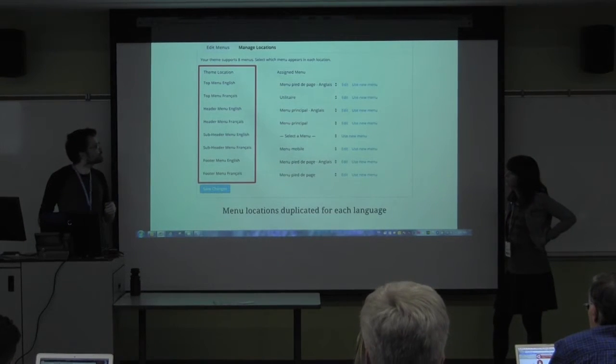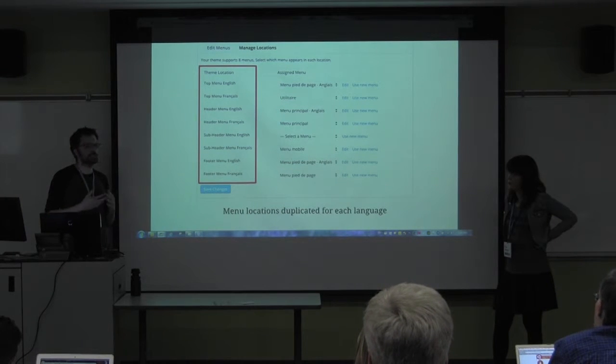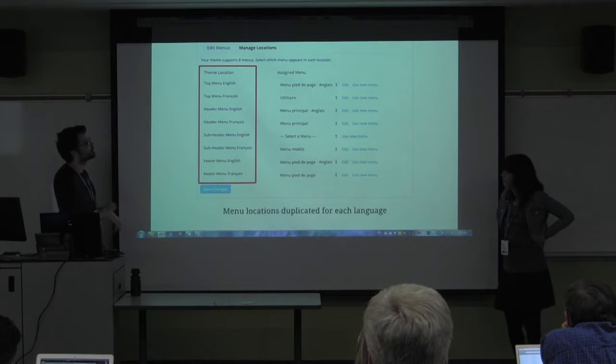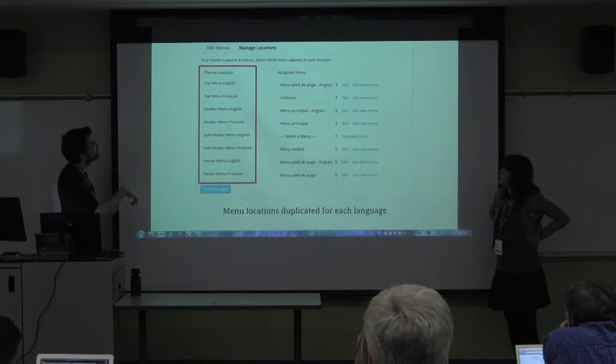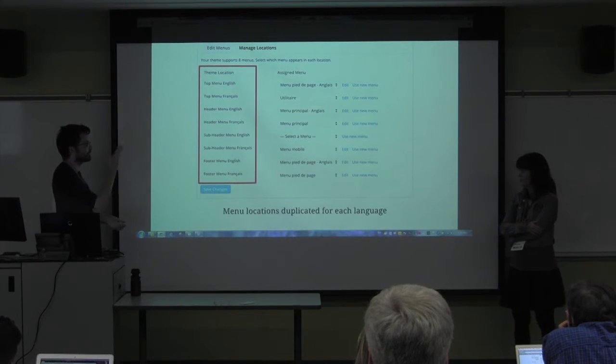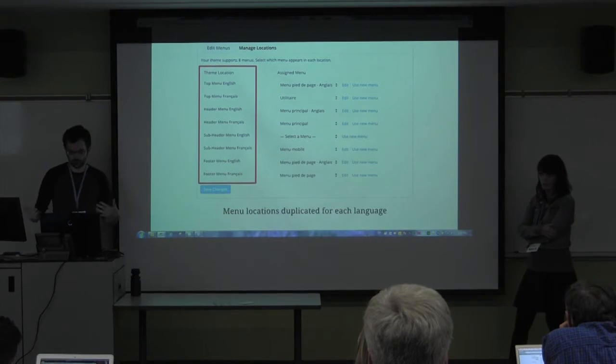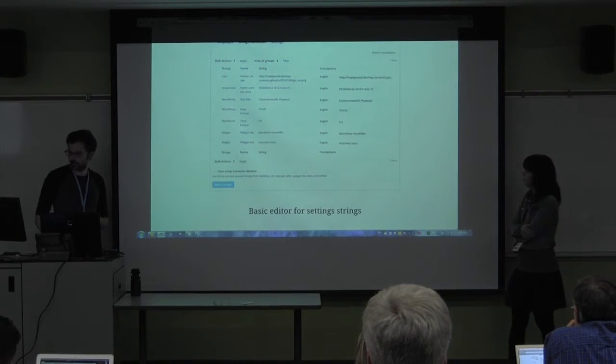For menus, Polylang just duplicates each menu location for each language. So this theme has four menu locations, and now that we have two languages, we have eight menu locations, four times two. So you just create more menus with just the appropriate language content in them and assign them to the locations.